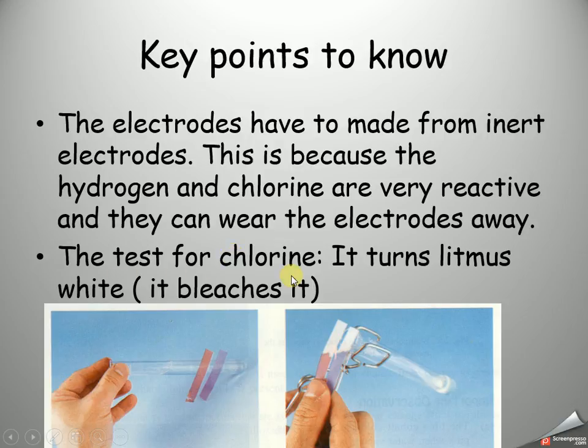You need to know the chemical test for chlorine. The chemical test is that it turns litmus paper white. It bleaches it. You can see the litmus paper there. Add a little bit of chlorine gas to it and it makes it go white. There you go.